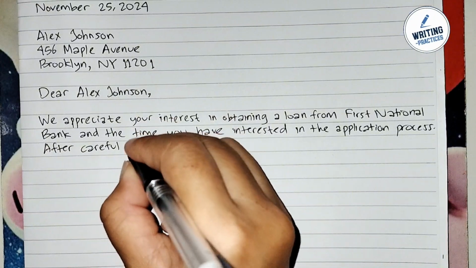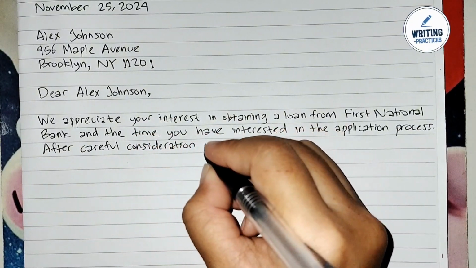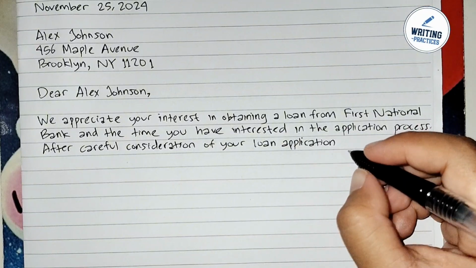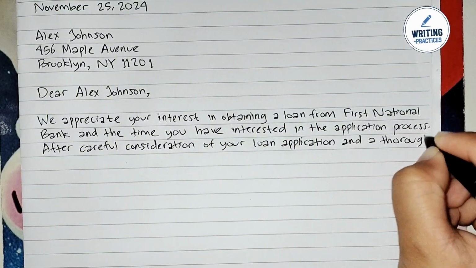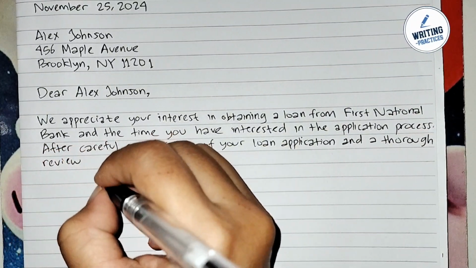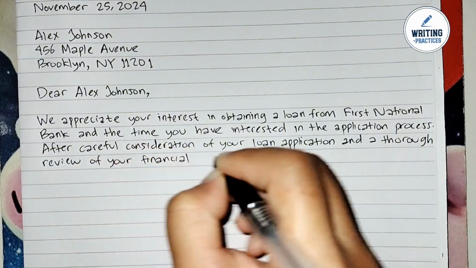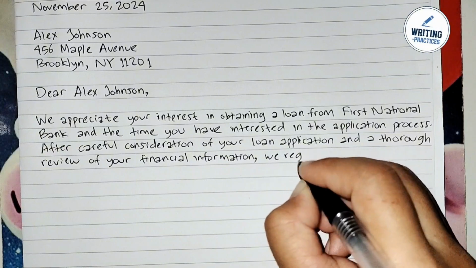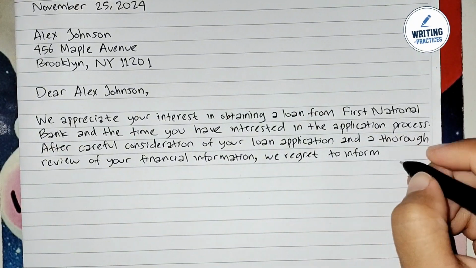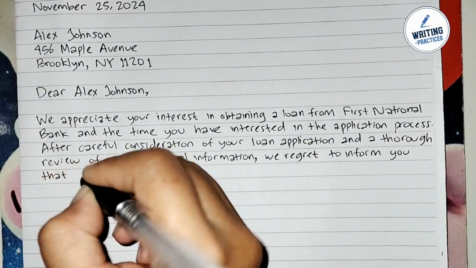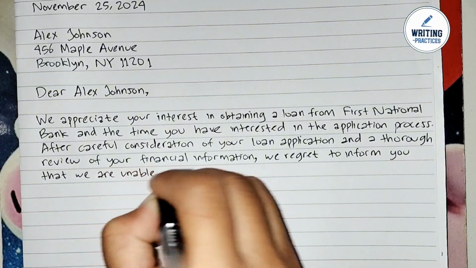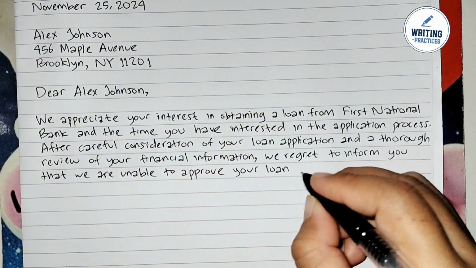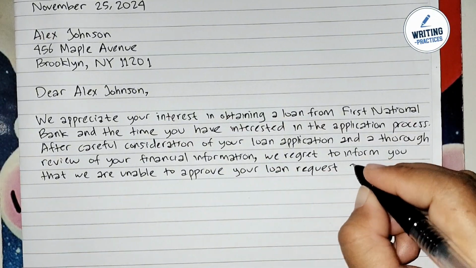After that, now you can directly write the purpose of the letter. Yes, you need to state that after careful consideration, the bank, or your company, is unable to approve the loan request at this time. You need to do it politely because the recipient is still your customer. Here is the example how you write it. After careful consideration of your loan application, and a thorough review of your financial information, we regret to inform you that we are unable to approve your loan request at this time.